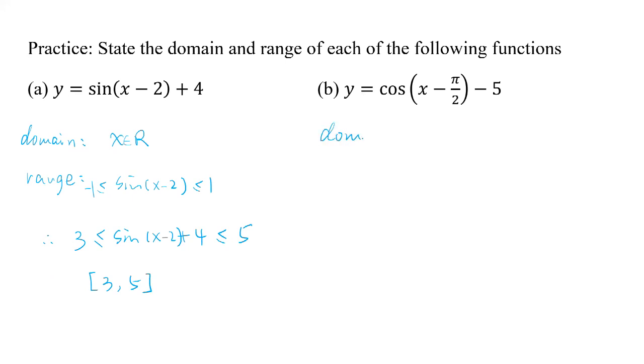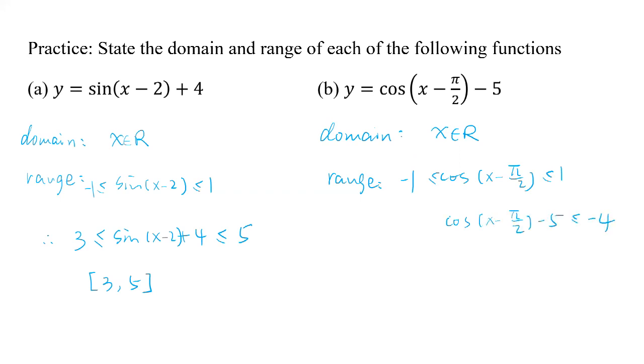Okay, second one, again, the domain is just the whole real number set. And the range is, so note here, cosine of an angle is between -1 and 1, right? And if we subtract 5 from both sides, that gives us -6 to -4, right? Okay, so the range is just -6 to -4. Any questions?